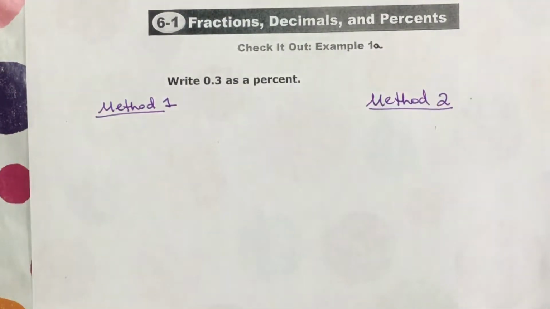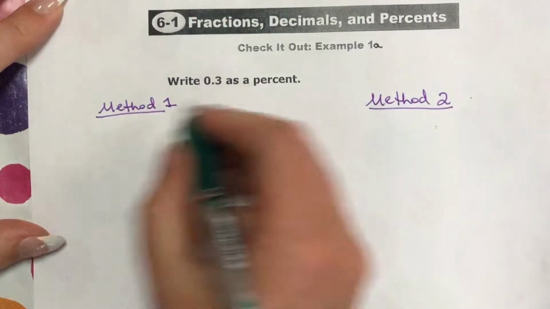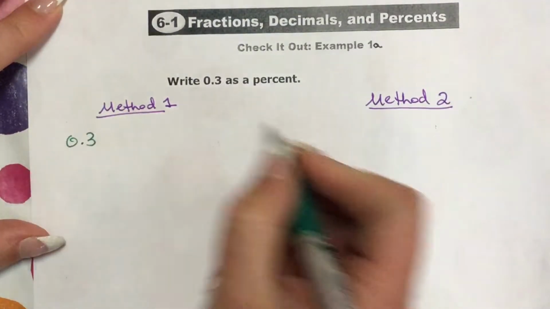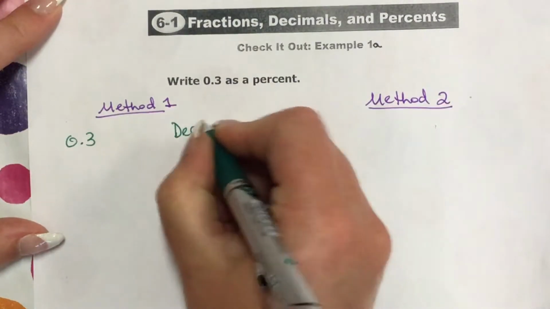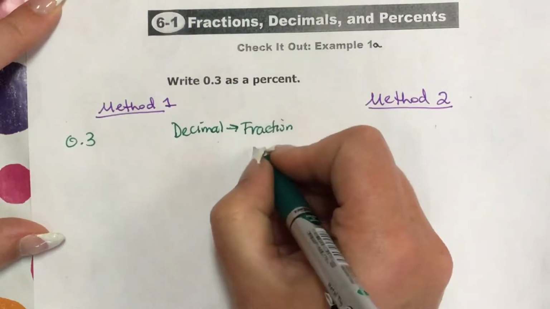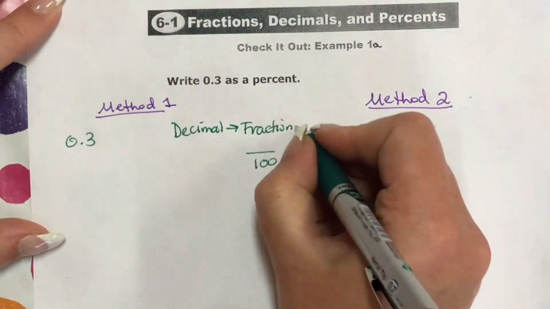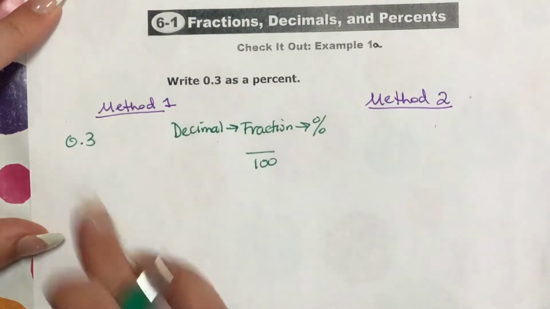All right, we're back. Let's go ahead and see. So method 1 is that we have this decimal, 0.3. We write it as a fraction with the denominator of 100, and then we convert it to a percentage. Okay? So here we go.